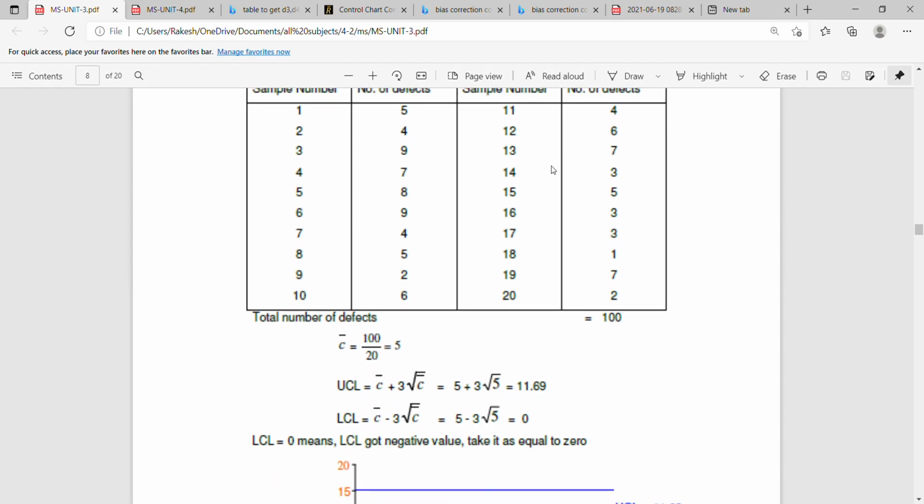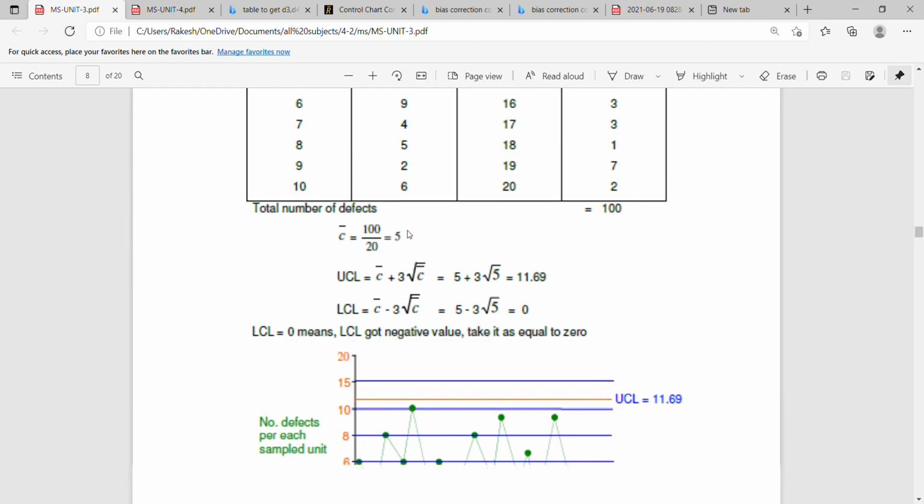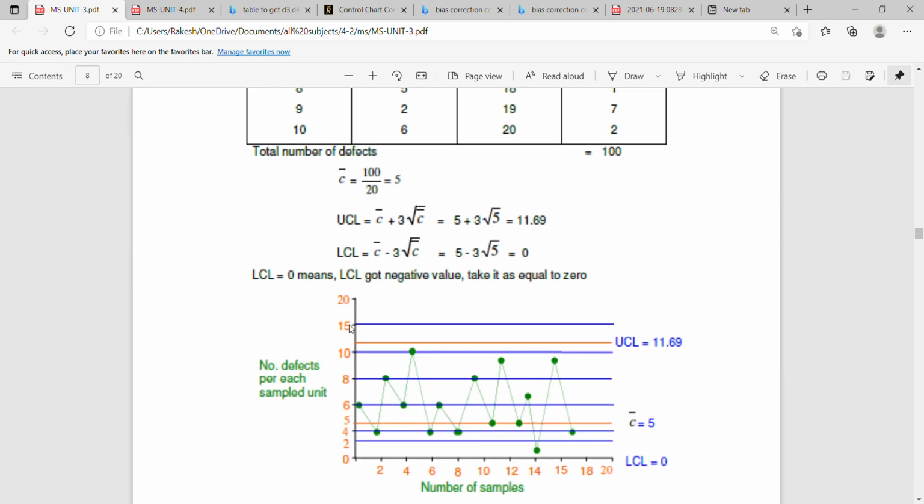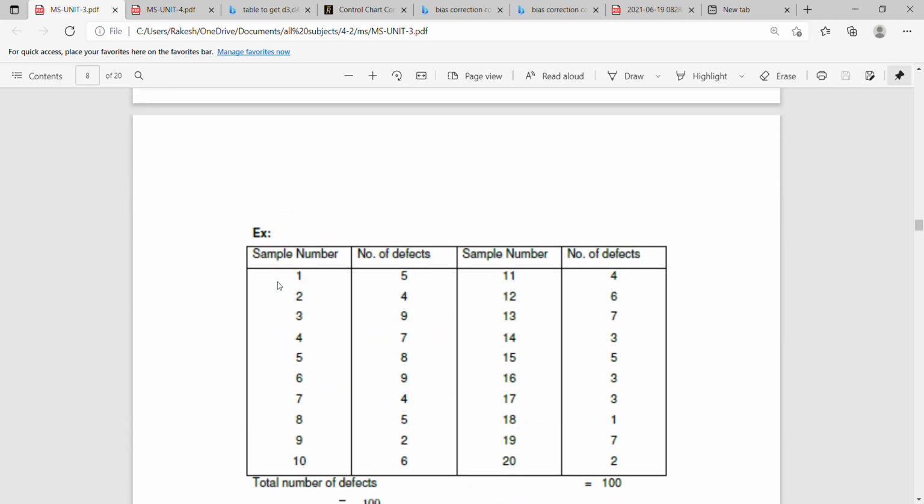Here you can see that maximum defects are only 9. So you can take up to 15, because your upper control limit is 11.69, and it should be plotted. So you can go up to 15, taking 2 4 6 8 10 12. In this way you can mark the y-axis, and you can plot the graph as 1 comma 5. For 1 it is 5, for 2 it is 4, for 3 it is 9. And you should plot and connect one by one, as I said in X chart and R chart.